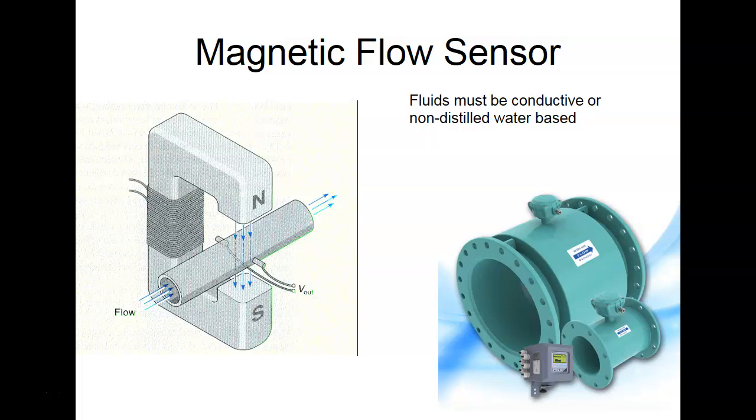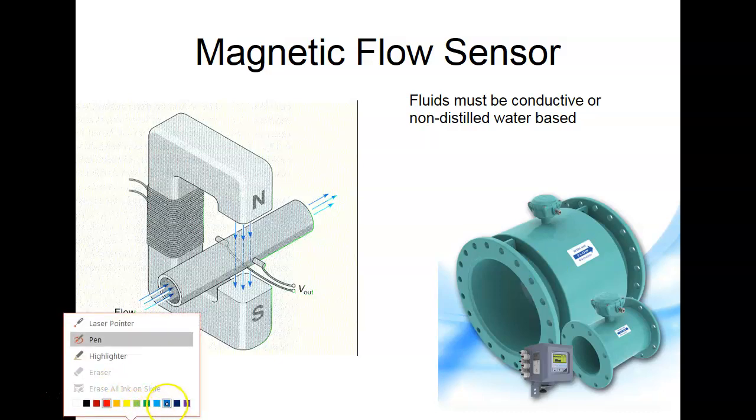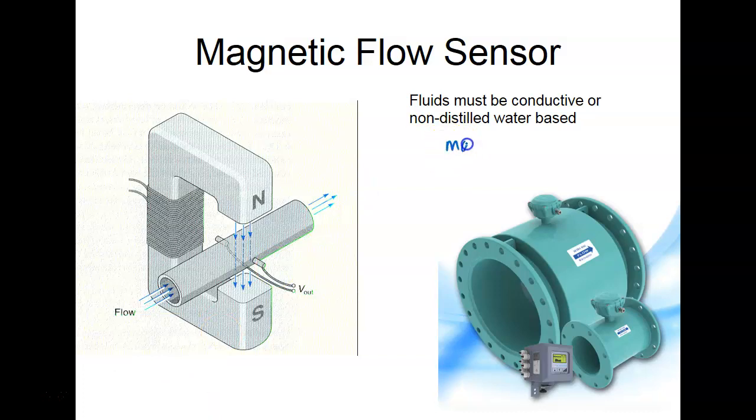Then we have a magnetic flow sensor. Here, what's required to induce an EMF? Let me get my thing up there. Gotta have a what? Number one, gotta have a magnetic field. Then we gotta have a conductor, right? And then we gotta have motion. So this has got to be some type of fluid that would be able to handle this.